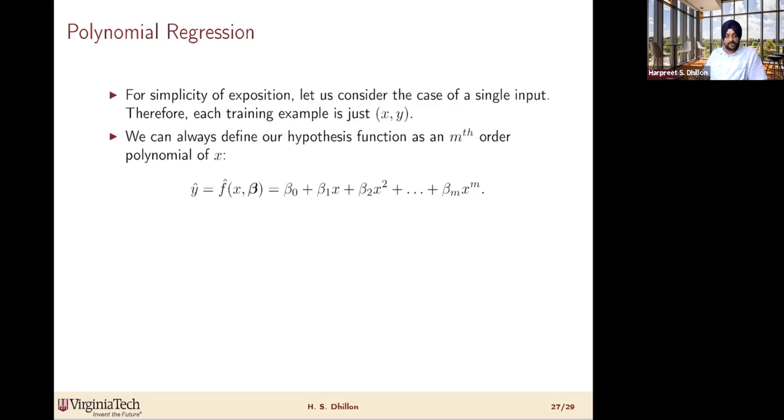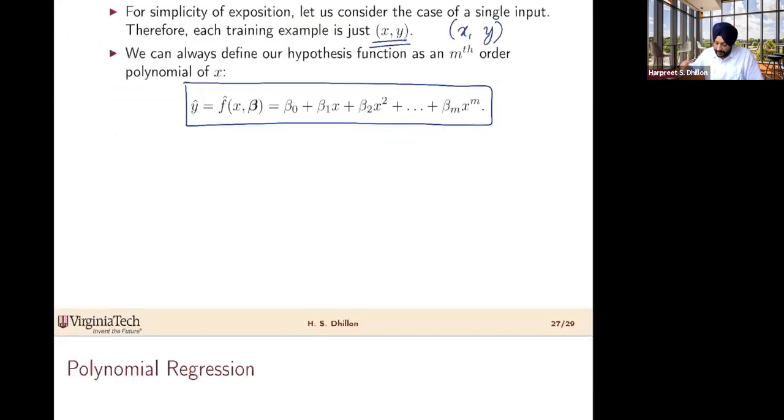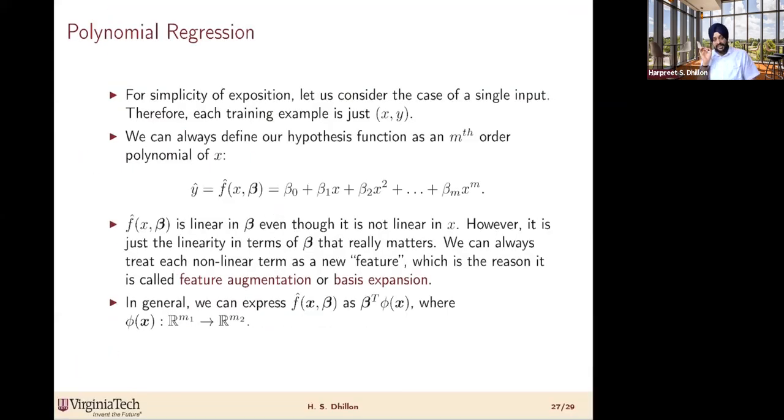So let's consider a simple case where we have a training example of the following form. You have input X, output Y. You have a single input X, let's say a single feature. We can always define a hypothesis function as the mth order polynomial of X. So this is something I can define. Now, the thing to note here is that this function is linear in beta. It is linear in the parameters that we are learning and non-linear in X. So there is a distinction here. It is linear in beta and it is non-linear in X.